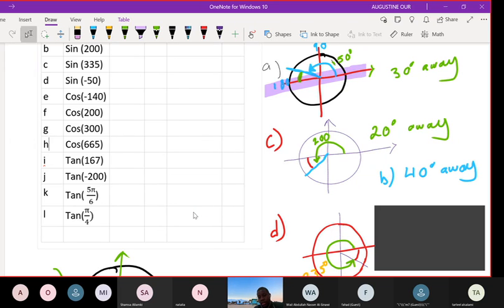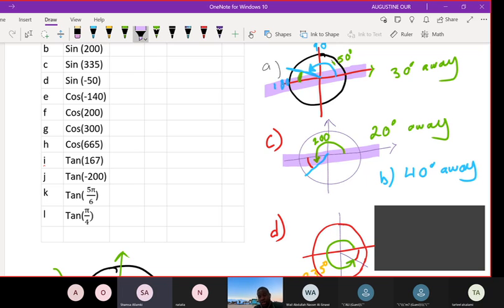Is that okay? You can see 200 is in the third quadrant. So we ask ourselves, how far away are we from the x-axis, which is now 180 in this case? We'll use 180 as our reference. How far away are we? Is that clear? So 200 is 200 minus 180.